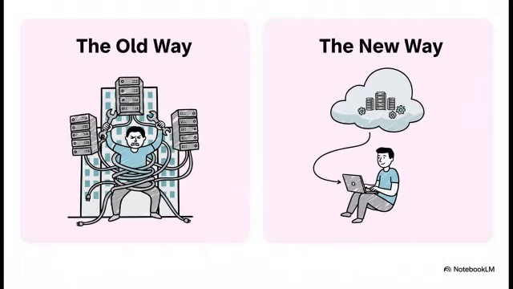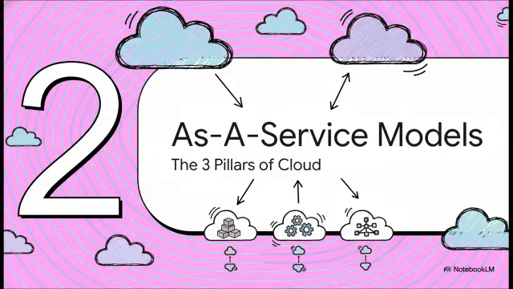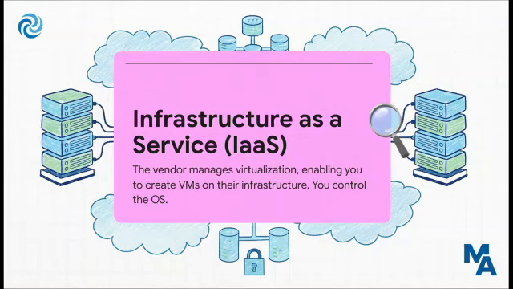On the left, you've got the old way. We call it on-premises. Now, you hear the cloud, but it's not just one single thing. It's really a spectrum of services, and they usually get bundled into three main categories. Let's break those down. First up, we've got Infrastructure as a Service, or IaaS for short.